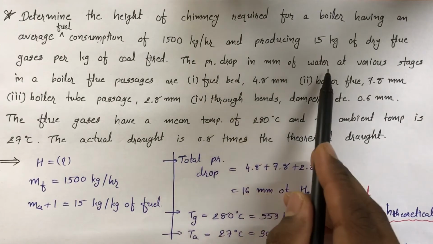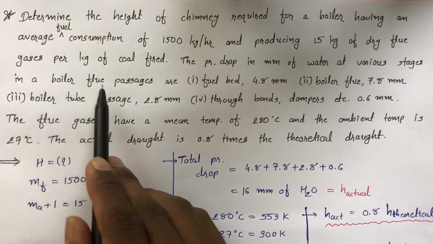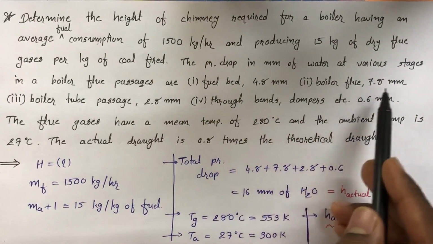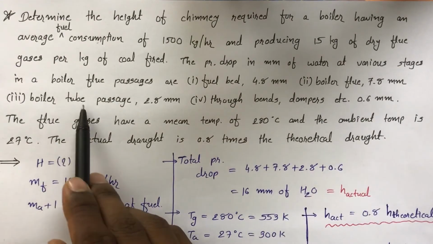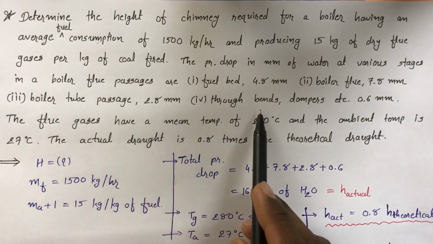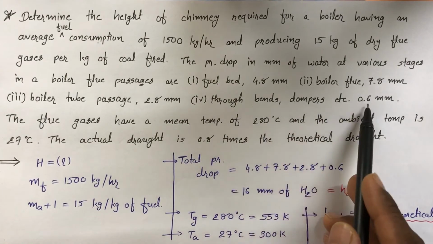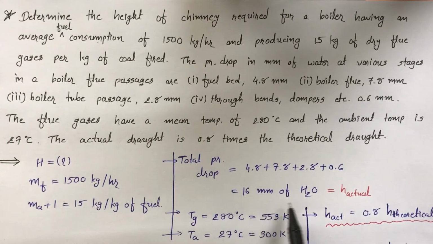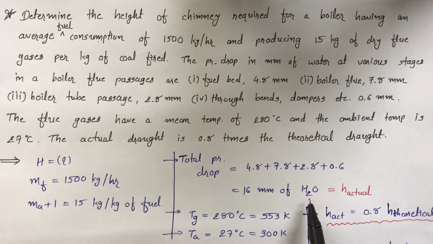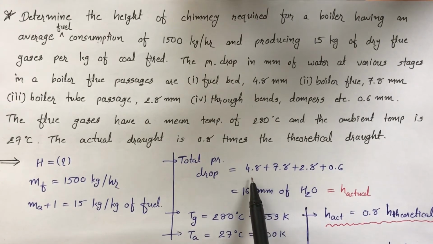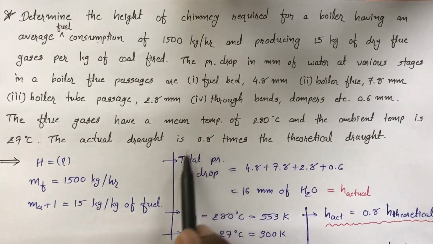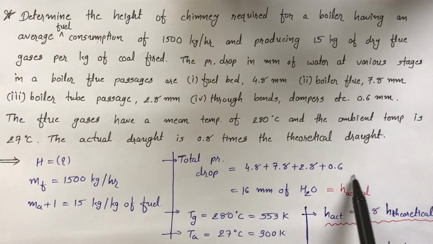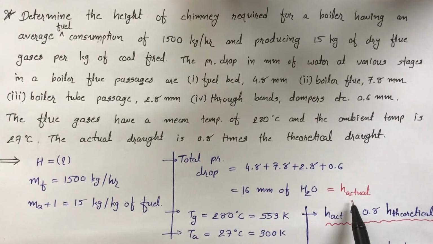The pressure drop in mm of water at various stages in a boiler flue passages are: fuel bed 4.8 mm, boiler flue 7.8 mm, boiler tube passage 2.8 mm, through various bends and dampers 0.6 mm. Here total pressure drop in mm of H2O is given at various stages. Add all these pressure drops to find total pressure drop. You will get 16 mm of H2O. This is the actual draft produced in the system.